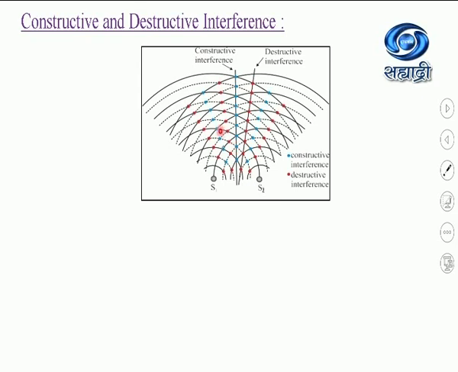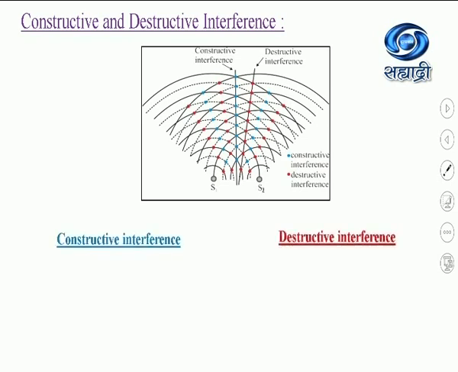When the crest of one wave overlaps with the trough of the other and vice versa, then resultant displacement at that point is minimum, resultant amplitude is also minimum. The destructive interference takes place at this point, and all the points which are shown by red dots are the points due to destructive interference. So this is how constructive and destructive interference takes place in case of water waves.